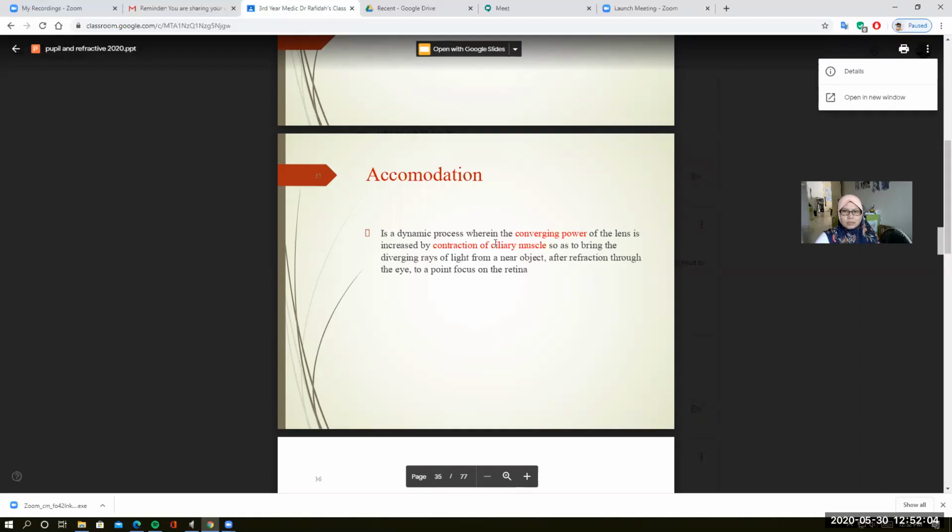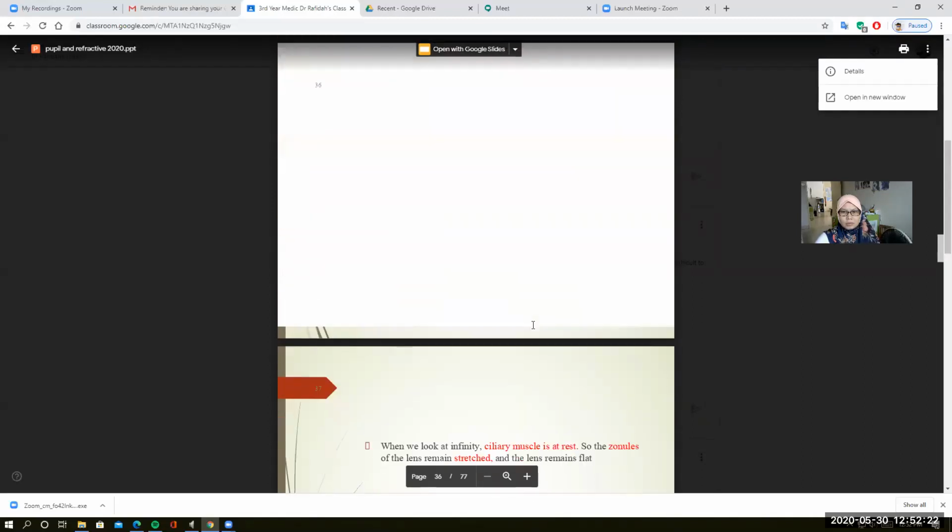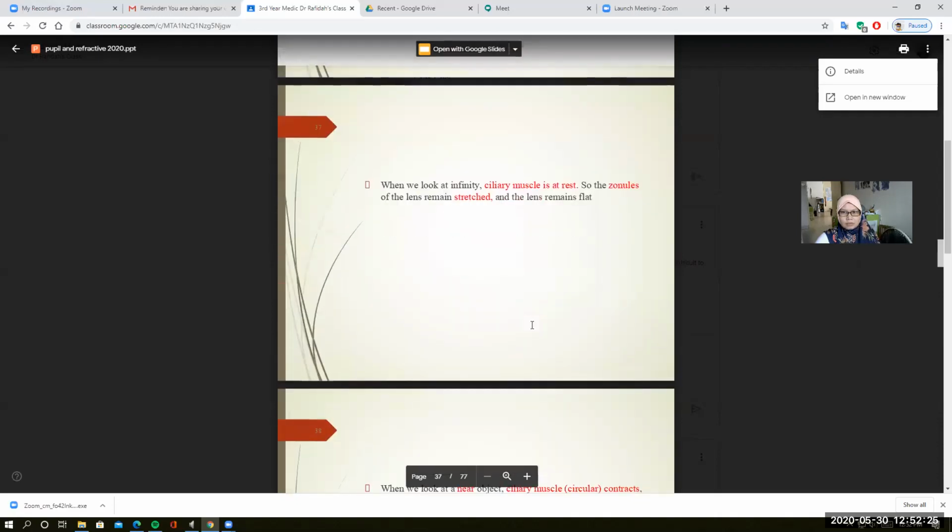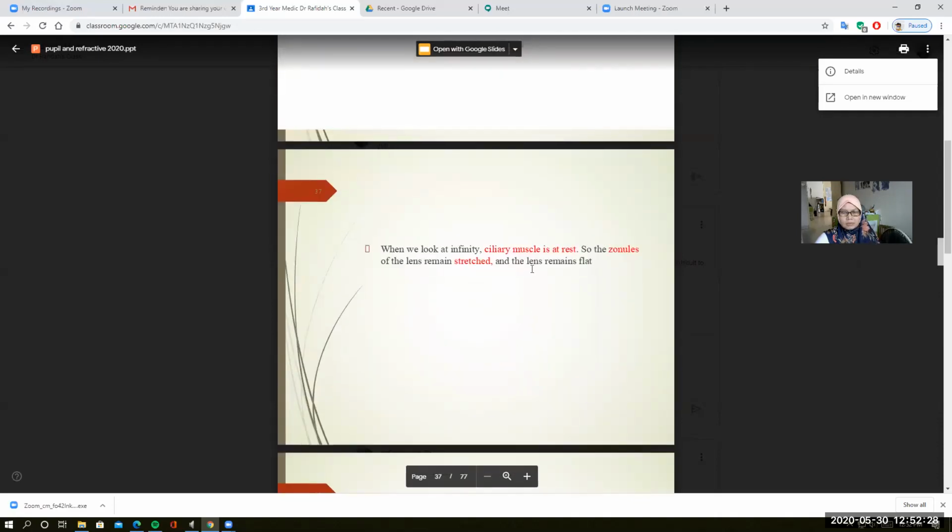It means that it's actually the converging power of the lens, meaning the lens will enlarge so that the light from far, when it enters the lens, will be refracted to a near point. Meaning it's like focusing. Basically, it's zooming, focusing. So when we look at infinity, the ciliary muscle is at rest, so the zonules of the lens remain stretched and the lens remains flat.